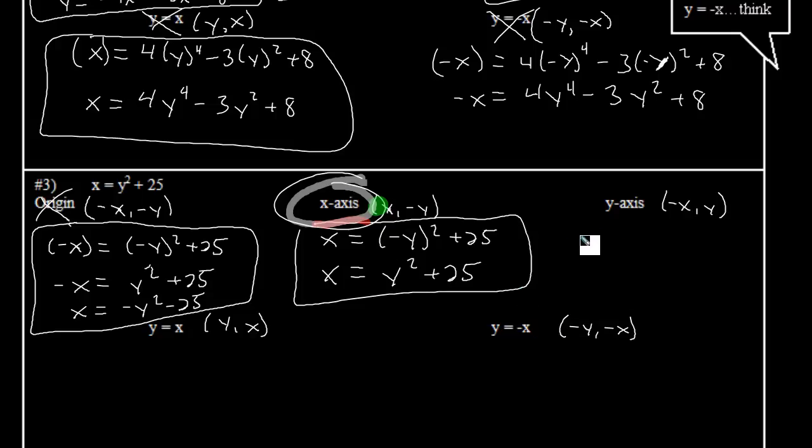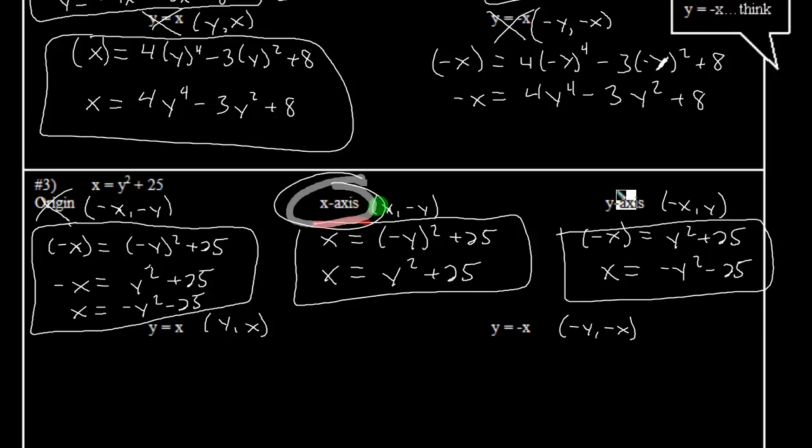The y-axis, we are going to replace x with a negative x and leave y the same. Multiply both sides by negative 1 to get x by itself. I'm getting x by itself because the original has x by itself. Not the same as the original. Therefore, not symmetric with respect to the y-axis.